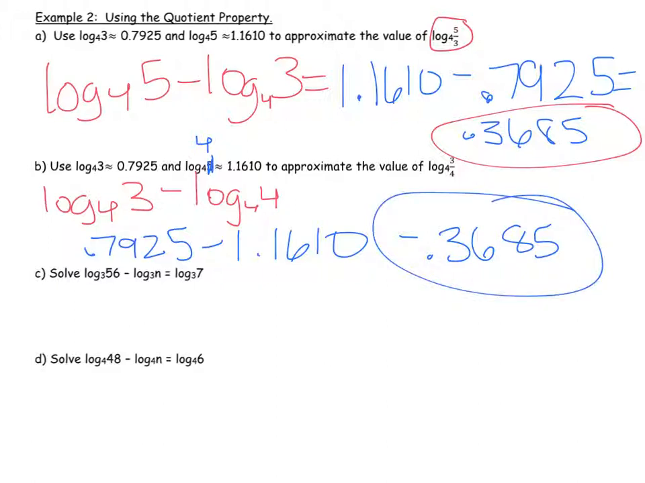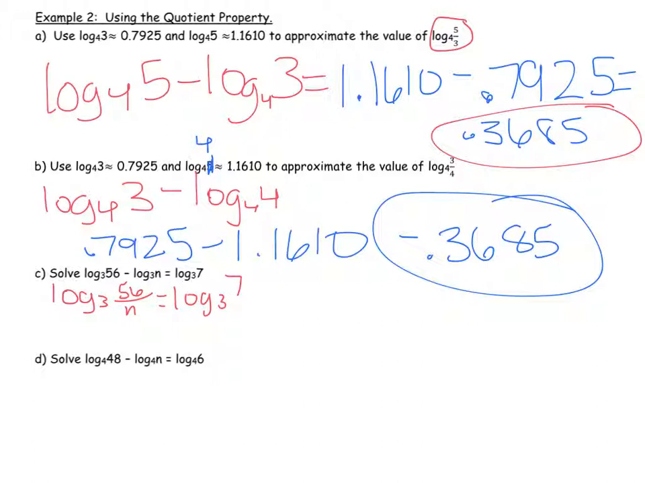And then we get into C and D, and we have a subtraction problem. So now we're going to actually be moving to division. So on the first example, we have log 3 of 56 minus log 3 of n equals log 3 of 7. So on the left-hand side, I can go ahead and combine this into one log. So I can have log 3 of 56 over n equals log 3 of 7.